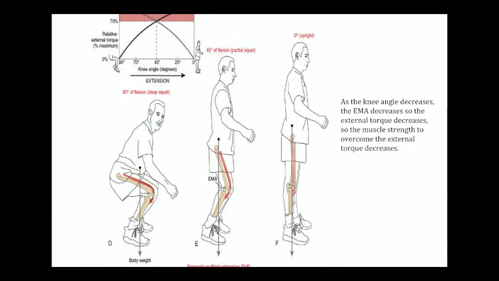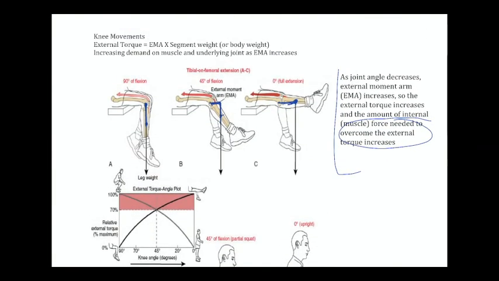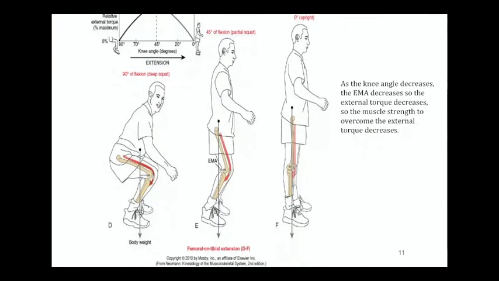So now we'll see here we have this 90 degrees of flexion. We're getting close to that 90 degrees of flexion here, but where is our external moment arm? Well, it's pushed out and then pushed in, and when we stand up straight, it's almost nothing again. So in closed chain movement, as the knee angle decreases, the EMA decreases, so the external torque decreases, and the muscle has to do less to keep it in that position.